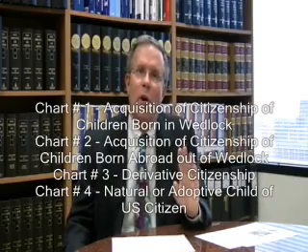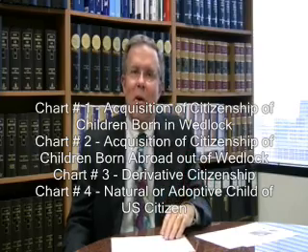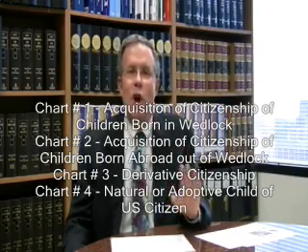There's 4 citizen charts, very complicated. They are all posted under the citizenship page on our website where it says citizenship through parents. Take a look at those charts. That's the best way to figure out these old laws.